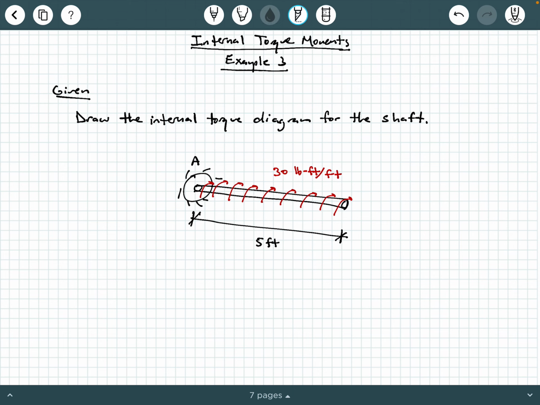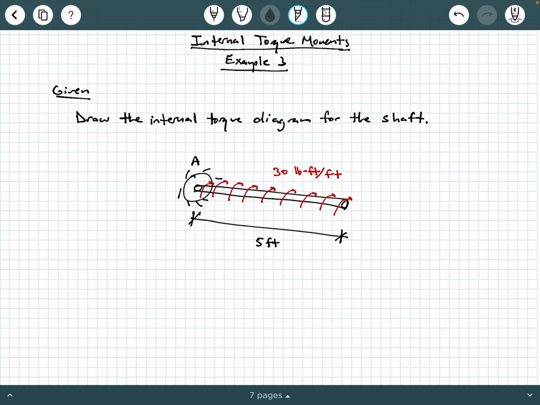In the given information, we're being asked to draw the internal torque diagram for the shaft. So here we have a shaft with a fixed connection at A, and it's 5 feet long, and over its entire length we have a uniformly distributed torque moment of 30 pound-feet per foot. So this is a torque moment that has been spread out over the length of the shaft.